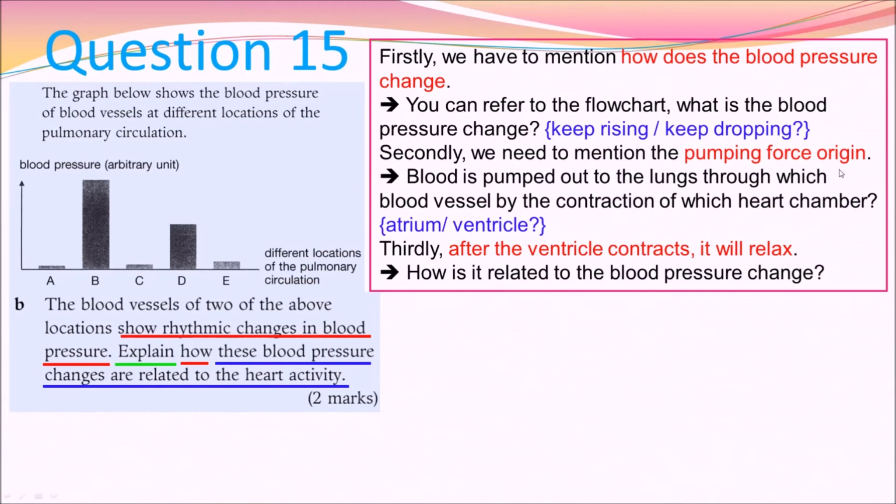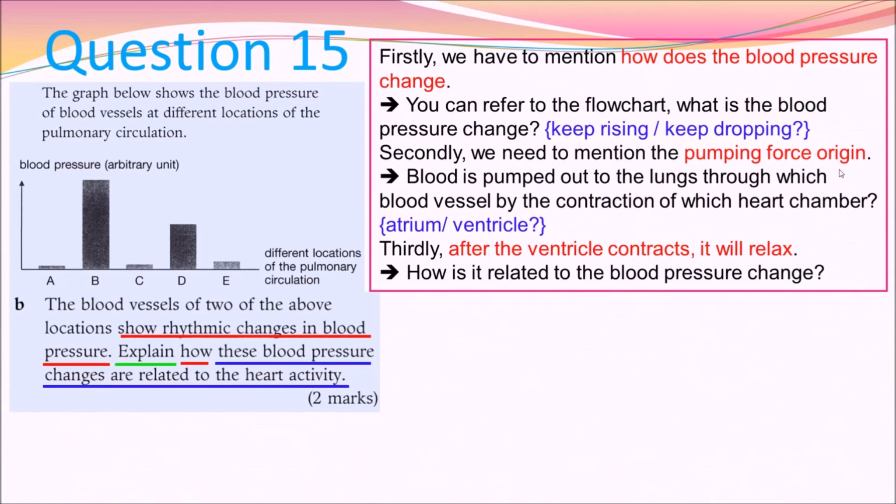That means the heart. Once the blood is pumped out of the heart to the lungs, which blood vessel will receive it? It will be the pulmonary artery, right? And then by the contraction of which heart chamber? By atrium or ventricle, by the right atrium or right ventricle, or left atrium or left ventricle.